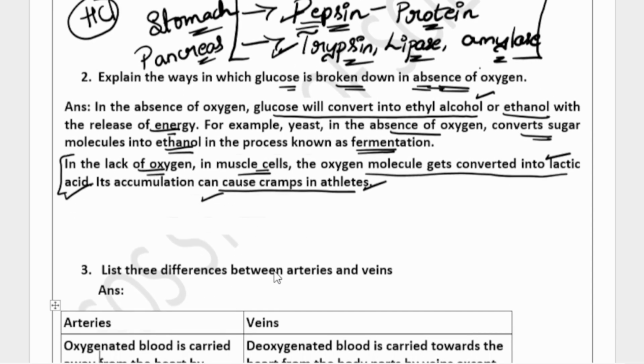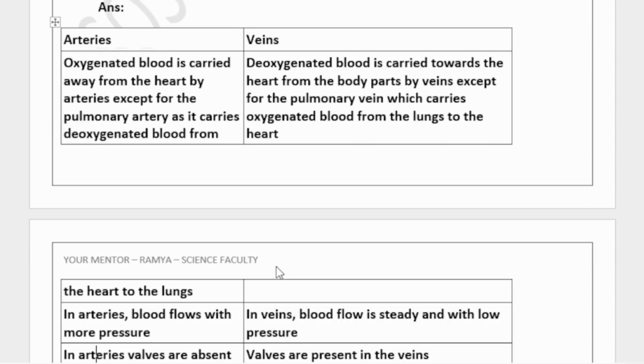Moving to the next, the next question is: list 3 differences between arteries and veins. Very important question. We always have to focus on these blood vessels. Arteries are one type of blood vessel, veins are another type. This can be asked for either 1 mark or 2 marks, my dear students. First of all, arteries carry oxygenated blood from the heart to all the parts of the body.